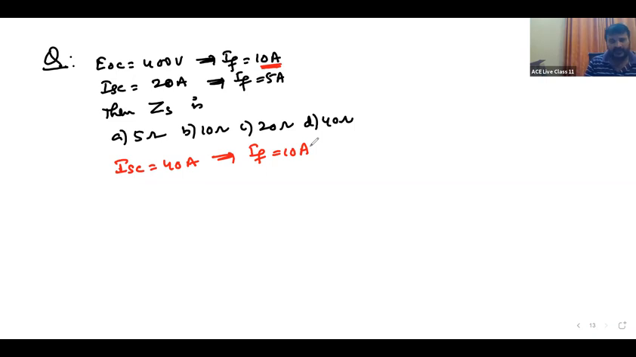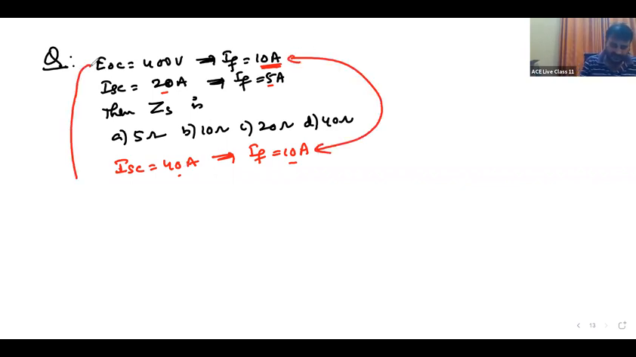Correct. Linearity can be taken for SCC, not for OCC, because SCC is linear. At 5 amperes it is 20, so definitely at 10 amperes the current will be 40. Both must be for the same field current. So this must be 10 ampere, and this also must be 10 ampere. That is important.